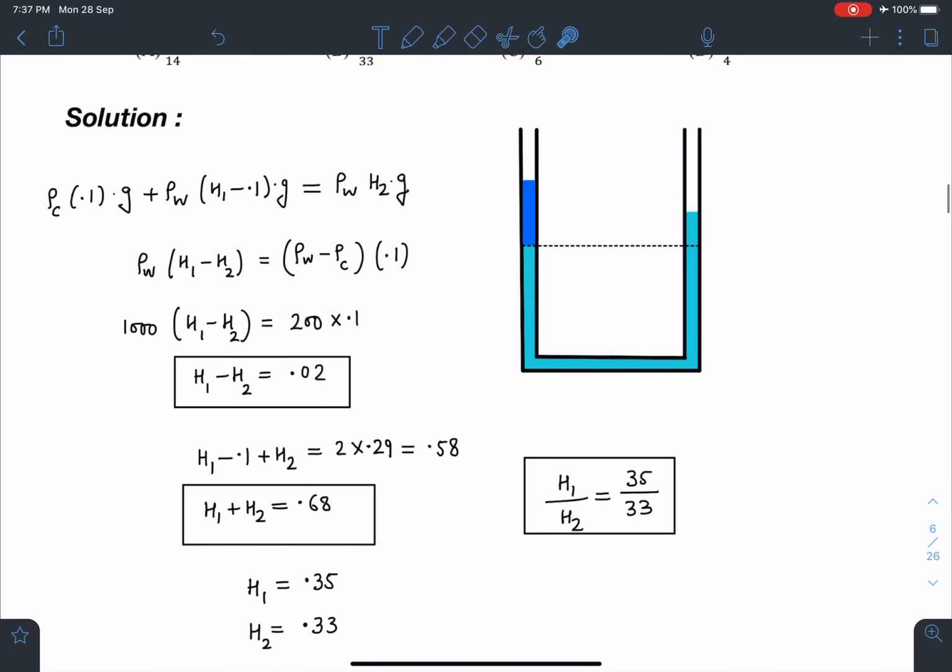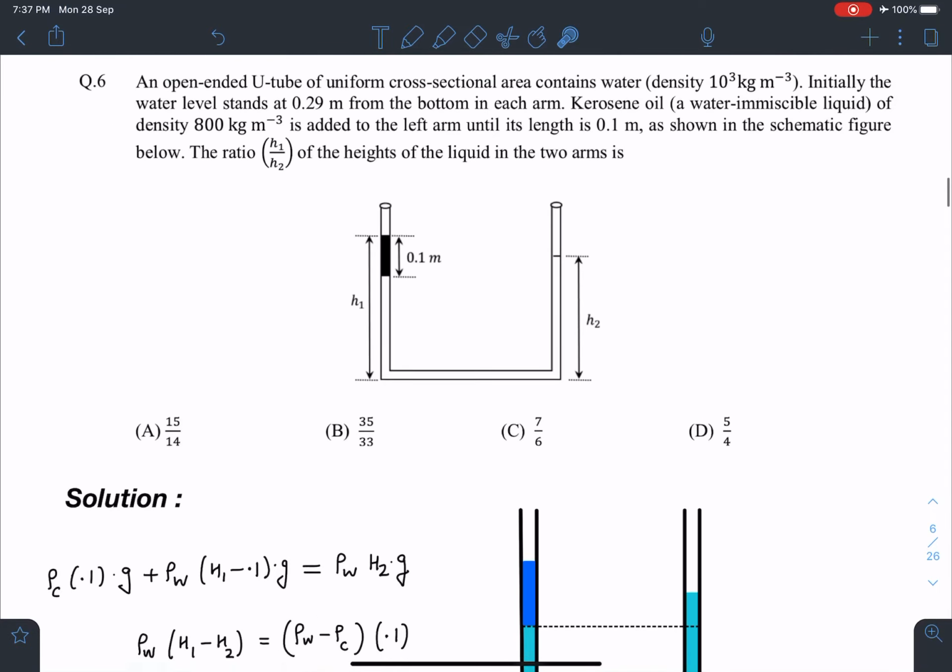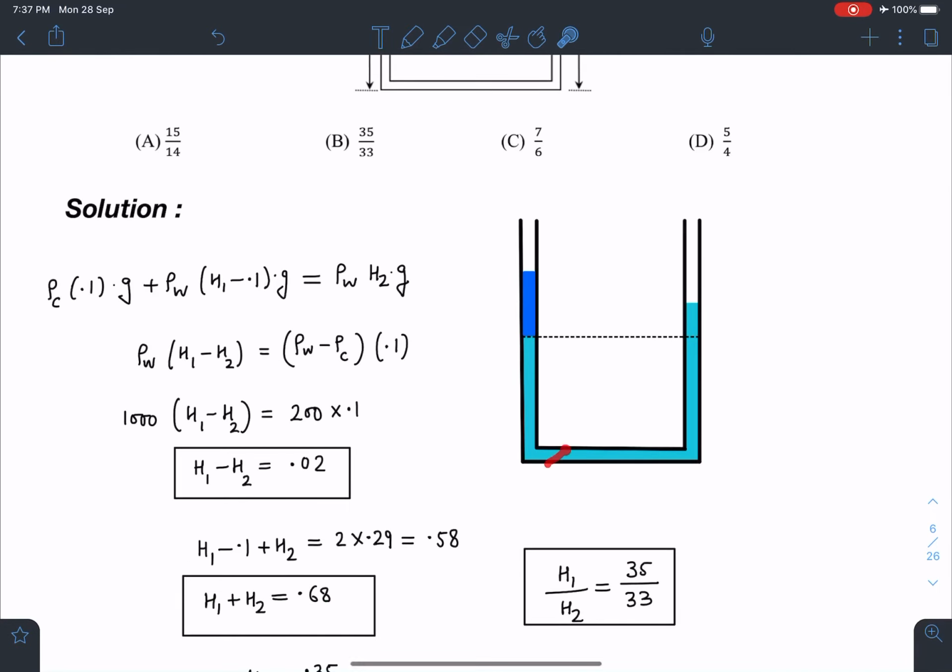Now I can use conservation of volume for this water. Initially this water was 0.29 in each part. I can ignore this middle one. So initial volume is area into 0.29, and both sides, so double of it. Area gets cancelled, so we can deal in terms of length itself.